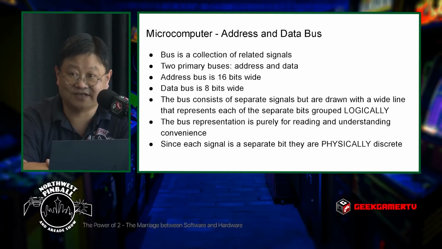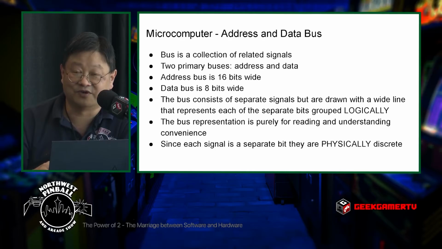The reason why they use this way of thinking and the representation in a schematic is it's easier to draw one big line with crosshatches through it that represents all the 16 bits than it is to draw 16 individual lines running all over the diagram. It's just these bits logically work together. We'll just treat them as one logical functional entity.